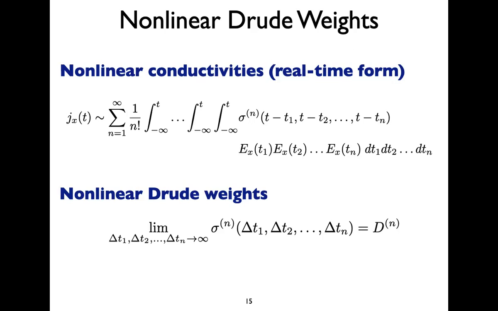In a similar way, we can generalize the concept of the Drude weight to this nonlinear conductivity, like in the linear conductivity, as follows. The higher order Drude weight is just the limit of this higher order response function in the limit of infinite delay time. So you apply the electric field in the past and wait for a very, very long time, infinitely long time, and there are still second order, third order effects you can observe in the current, and that defines the higher order Drude weight. At least this is our definition.